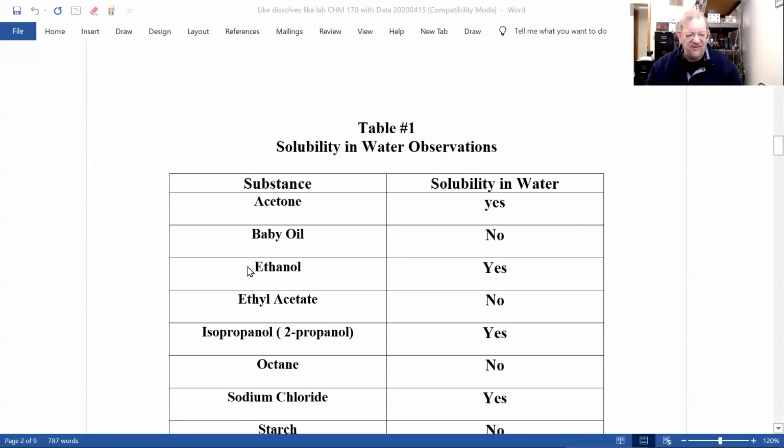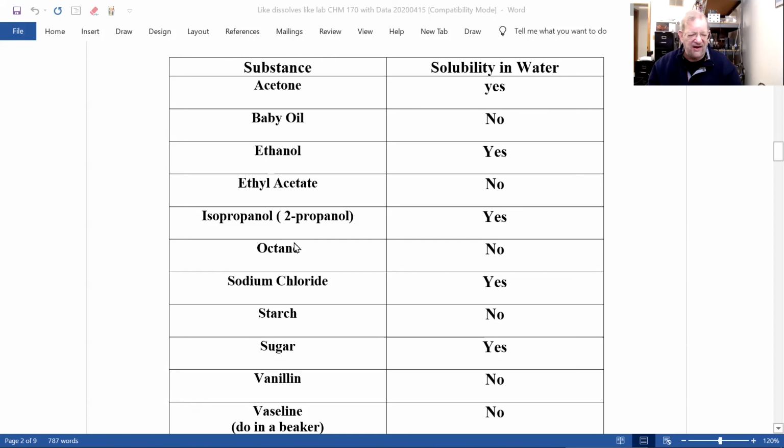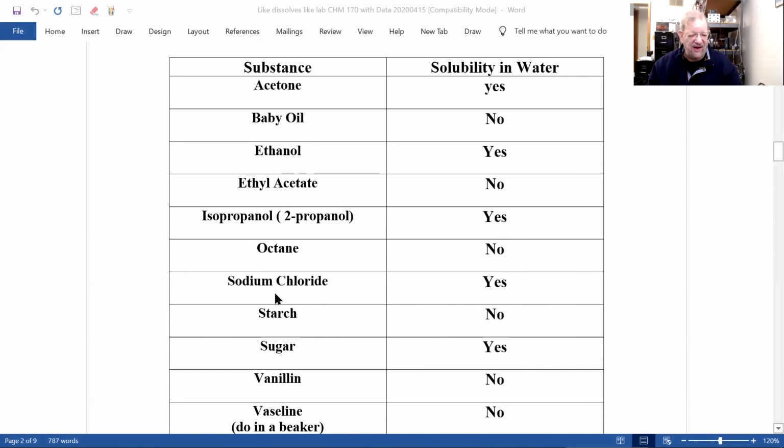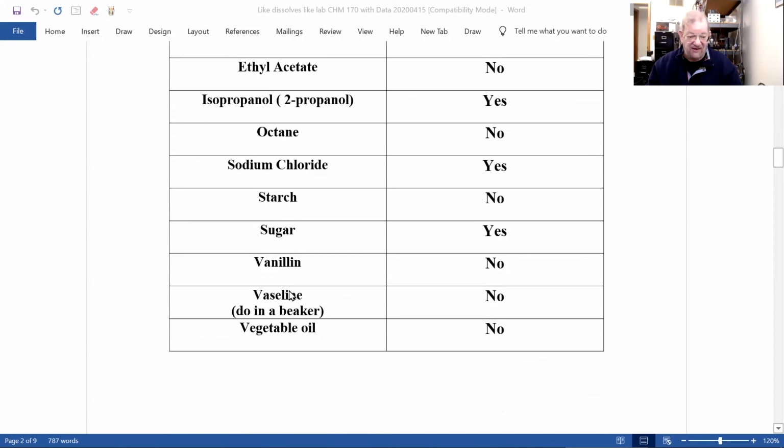soluble. Now, you don't have to write the structures for this lab. In table 1, I've already given you the data. Notice I have things like acetone, baby oil, ethyl acetate, octane, sodium chloride, starch, sugar, vanillin, Vaseline, do it in a beaker, not in a test tube, because it's impossible to clean out of a test tube, and vegetable oil. And that would be part 1.